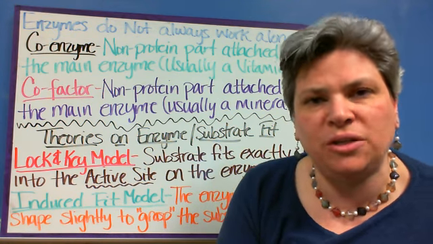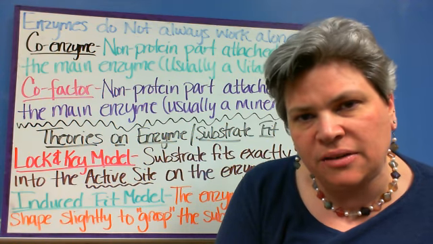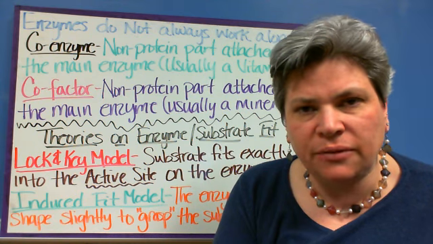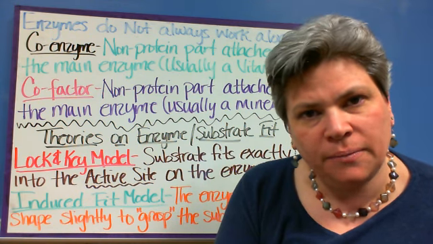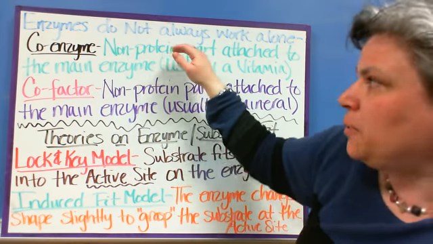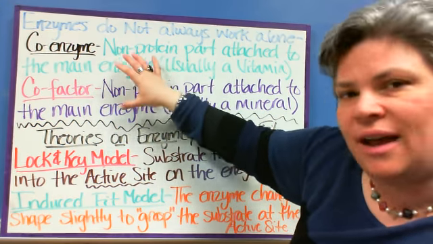Remember, our reactions that occur need enzymes. They happen so much faster. We're decreasing that activation energy. We're getting it done quicker. Well, for those enzymes to function, every now and then they need a helper. And those helpers are usually vitamins and minerals. And it says non-protein part. In other words, these things are not organic.